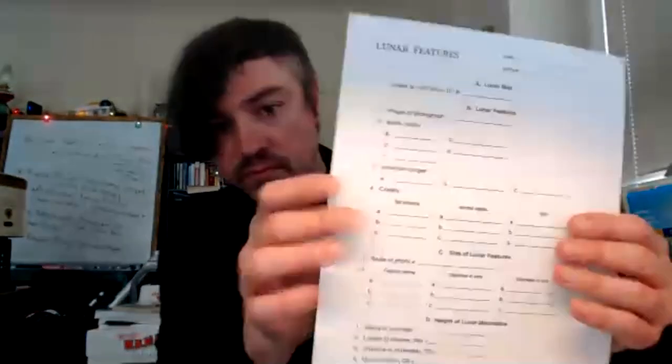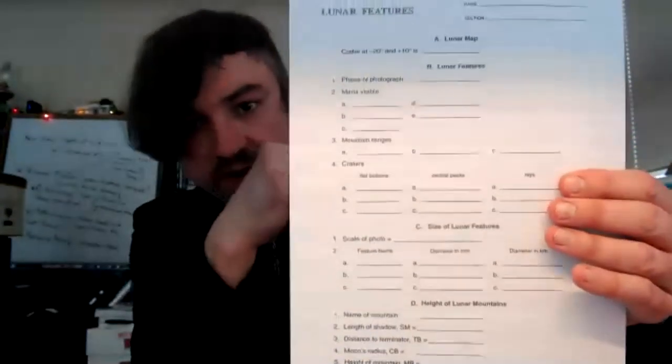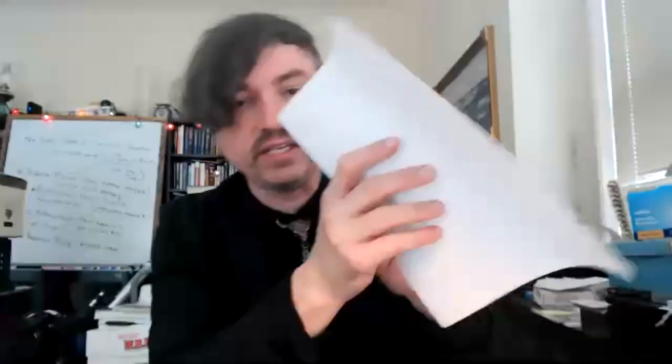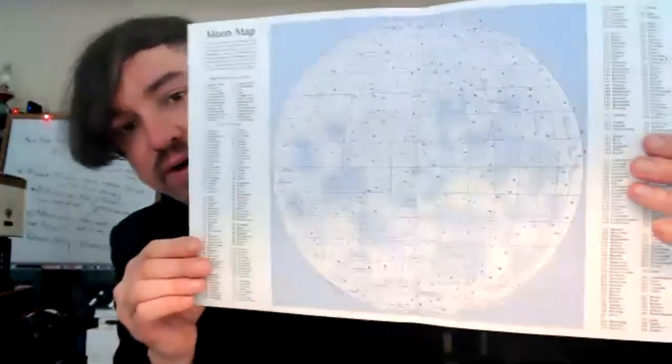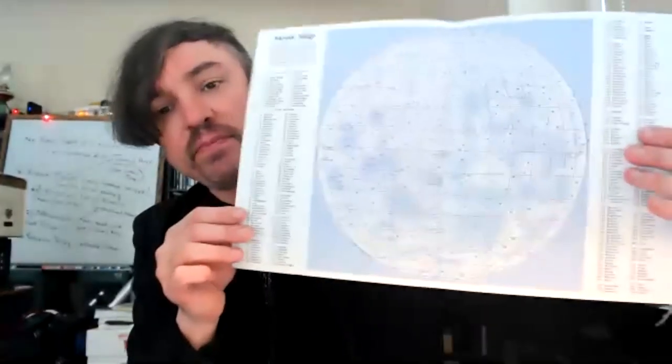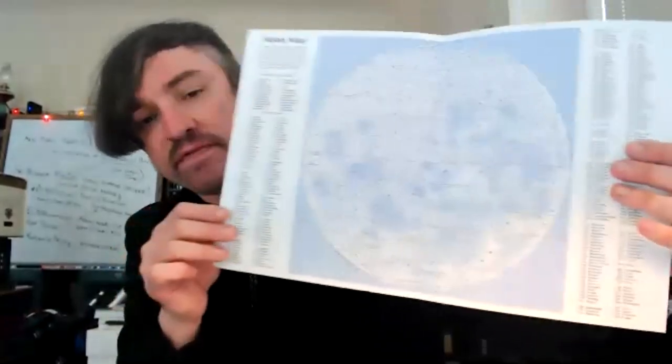Okay. Welcome to lab number 9. Today, we are going to learn a little bit about features on the moon. The materials we're going to need. We're going to need our lunar features data sheet, which I provided for you. I provided you scans of this lunar map, although I suspect you're going to just kind of want to follow along with me. Have it up on your computer, though, because if I'm not moving my phone fast enough, you might want to do some exploring on your own.